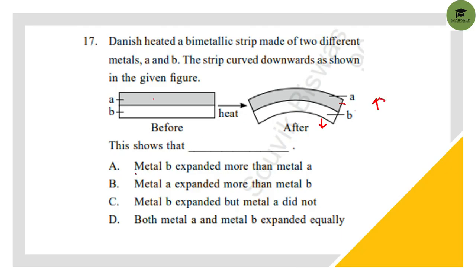So let's see which is the correct option. Metal B expanded more than metal A. No, if that were so, then the curve would go the other way. Metal A expanded more than metal B. Yes, this is your correct option. So option B is your correct answer.